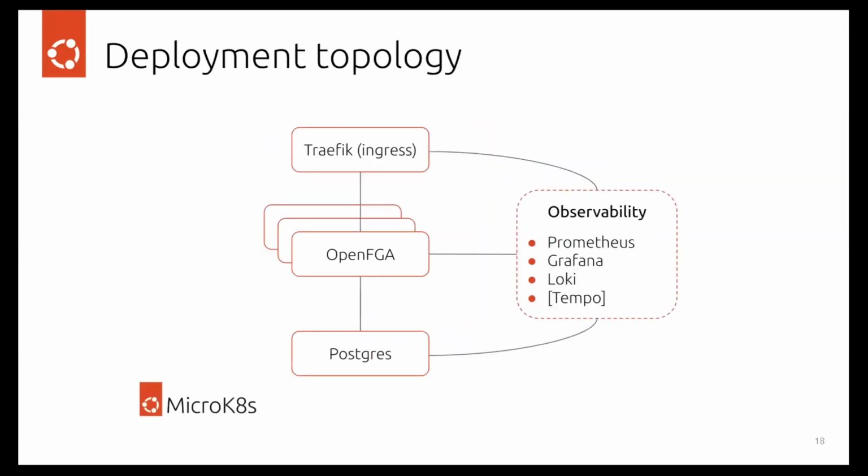And in the brief demo that I will show you, what we will do is deploy the operator for OpenFGA with Postgres as a backend. There will also be an ingress. This is obviously not necessarily required if you're doing in-cluster communication, but we still have it in there.